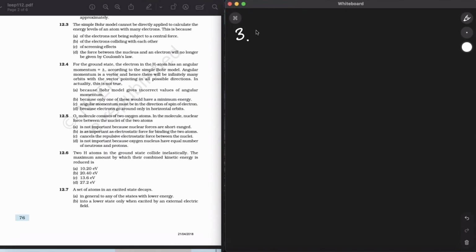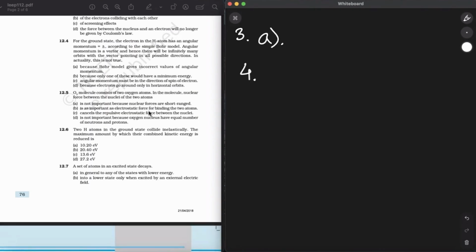Option D: the force between the nucleus and electron will no longer be given by Coulomb's law. Obviously, this is incorrect. Always the force between charged particles will be given by Coulomb's law. Always. So option A is correct for question number 3. Moving on, question number 4. For the ground state, the electron in the H atom has an angular momentum h.